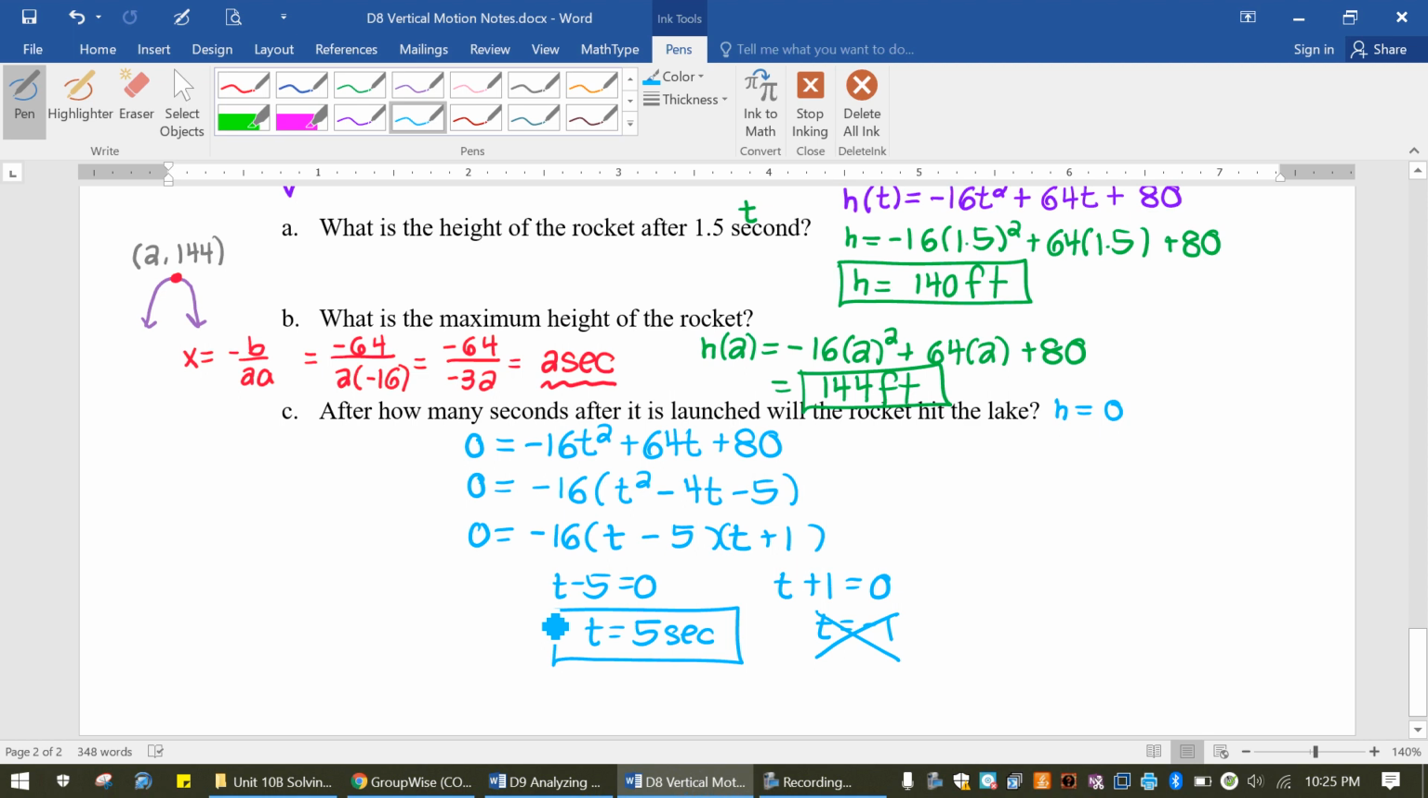So after how many seconds from launch does the rocket hit the lake? Go back up to my little diagram here. It launched up, at 2 seconds it hits its highest point, and then comes back down again, reaching the lake at 5 seconds.